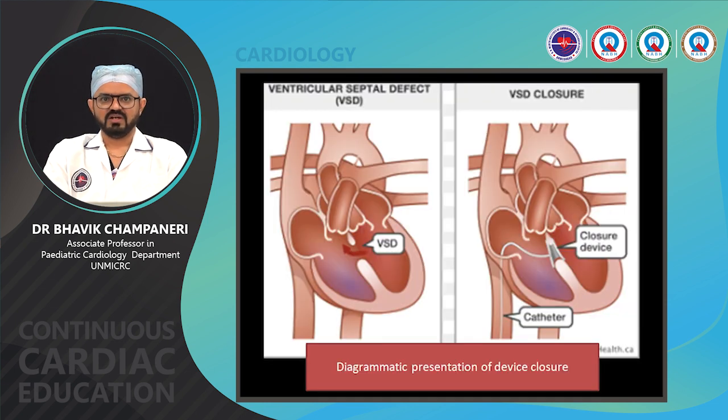Again, these are not strict criteria, but it is better if you stick to them for the safety of the patient. So this is an example of a muscular VSD, and this is a diagrammatic presentation where my catheter has gone from the femoral vein, IVC, RA, RV, and through the VSD to the left ventricle, and this is the device being deployed across the muscular VSD, occluding the ventricular septal defect.